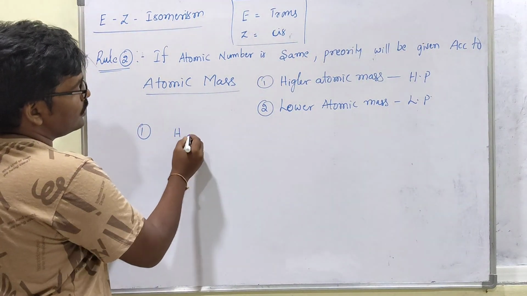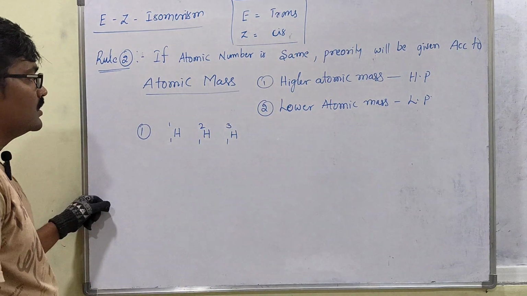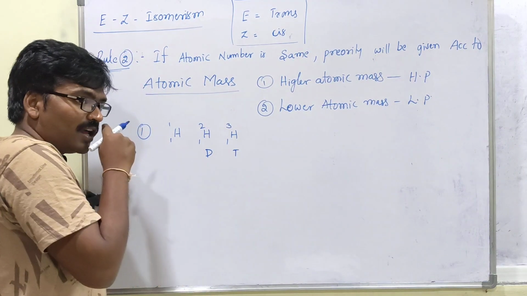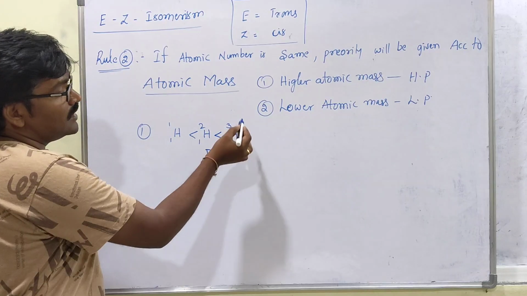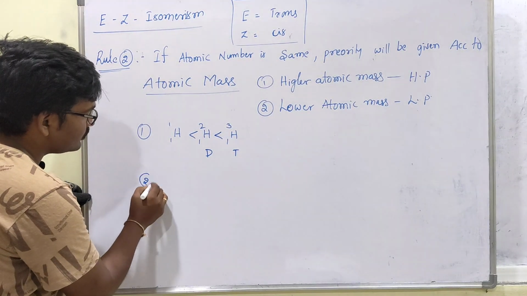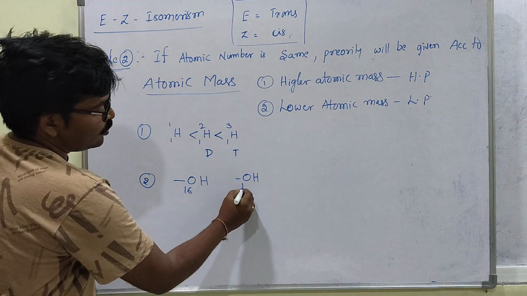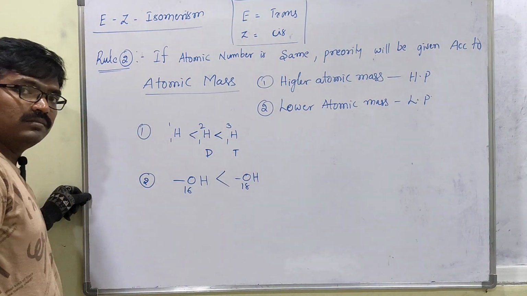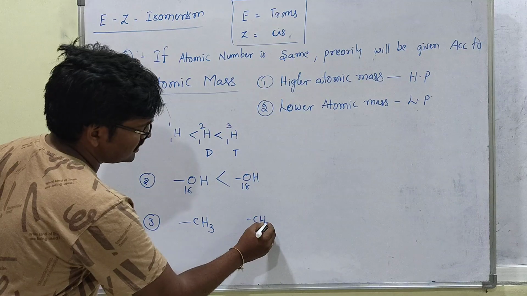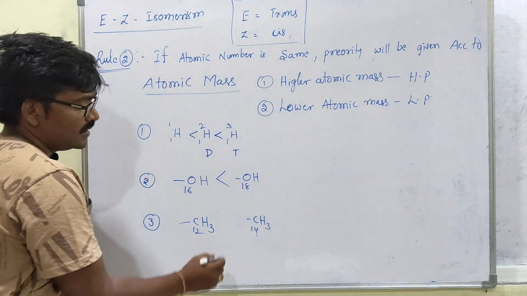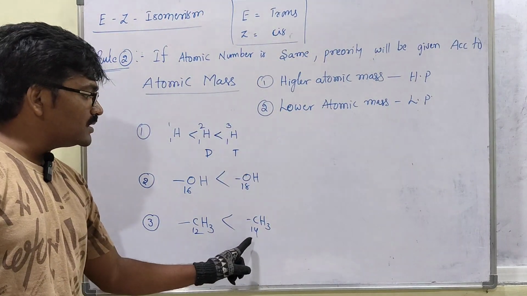For example, hydrogen, protium, hydrogen, deuterium, hydrogen, tritium. Sir, the atomic number is the same. These are isotopes. Atomic number is the same, mass is different. Where the mass number is greater, that is the higher priority. Then for example, OH attached like this: O16 is there, O18 is there. Which has the highest atomic mass? Then CH3 is there, carbon 12 here, carbon 14 isotope there. Carbon 14 has more mass, so the atomic mass is greater. Where the atomic mass is greater, that is the higher priority.